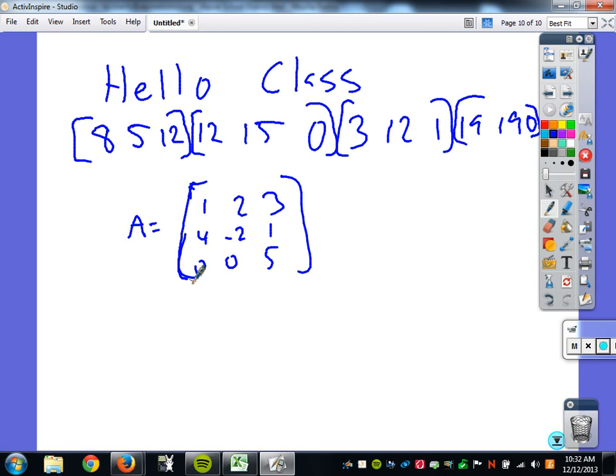Okay, so ladies and gentlemen, guess what I'm going to do? I'm going to multiply this through, to get me my new thing. Because notice this is a 3 by 1, multiplied by a 3 by 3. What do you come out to get?